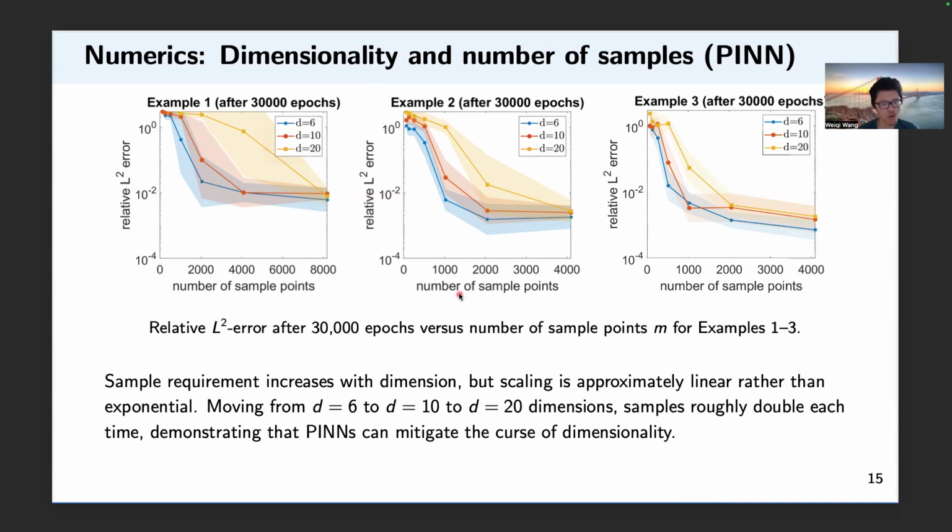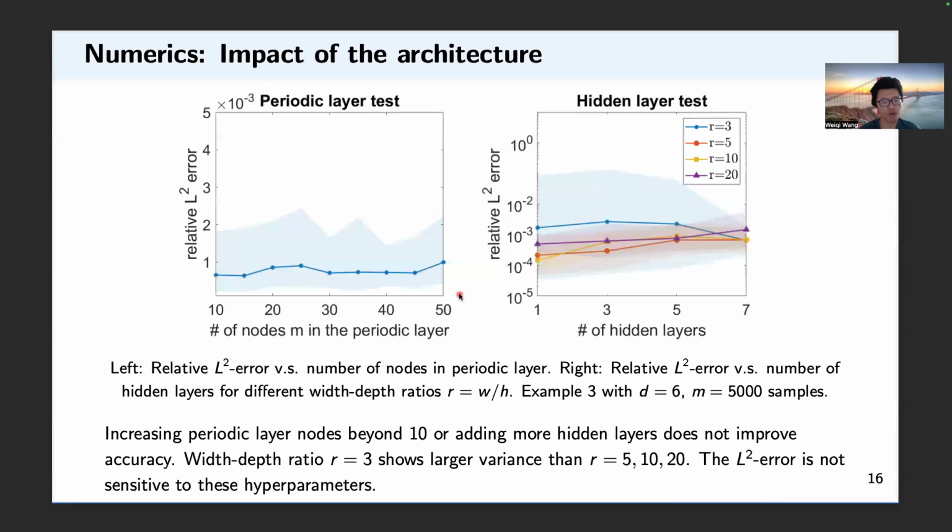After that, we do a quick check on architecture sensitivity. We vary the number of periodic features, the depth and width ratio, and also the number of nodes in the periodic layers. Past about 10 periodic nodes, there's little gain in accuracy. Also, adding more hidden layers doesn't help much. So the periodic PINN method is not very sensitive to this choice, which is good for practice.